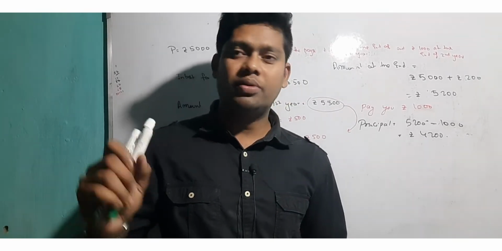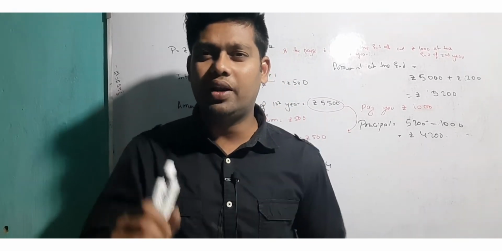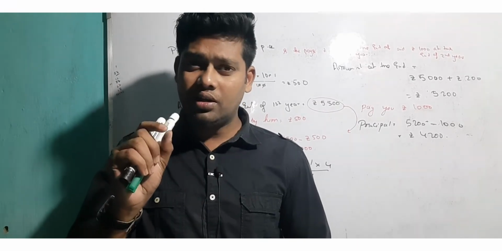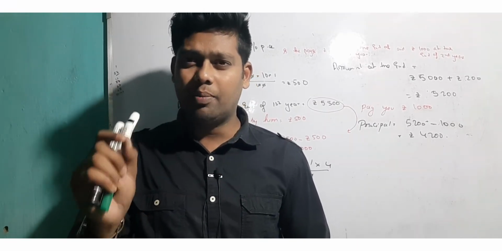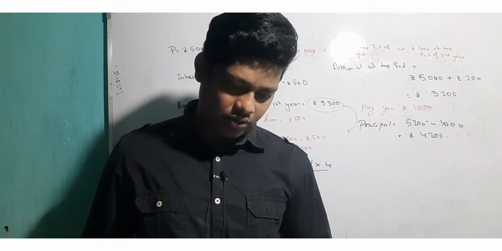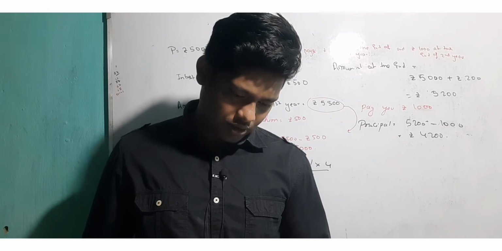Sometimes they may say the rate of interest is 10% per year. Per year and per annum are both the same. Don't get confused. If they say R is equal to 10% per annum or 10% per year, both are the same. It's not different. Okay, don't get confused with that value. Next value, same thing.